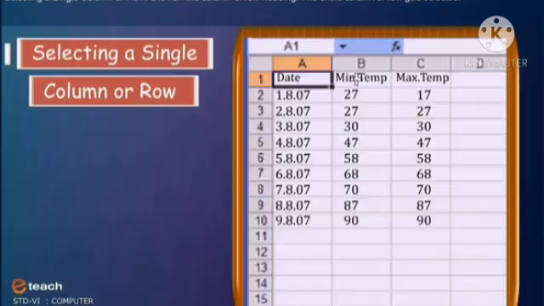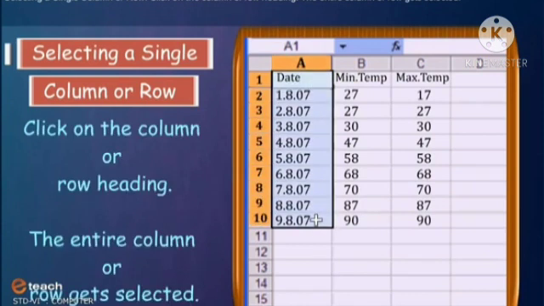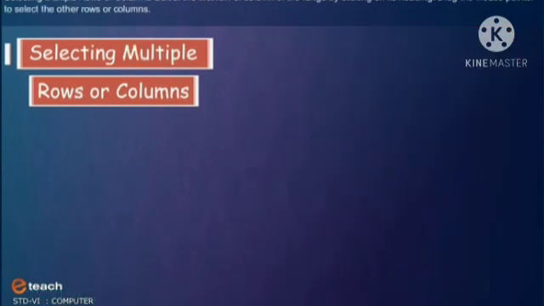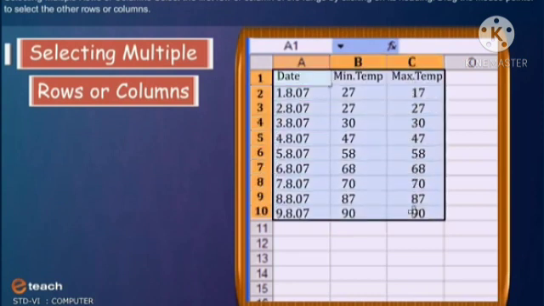Selecting a single column or row. Click on the column or row heading. The entire column or row gets selected. Selecting multiple rows or columns. Select the first row or column of the range by clicking on its heading. Drag the mouse pointer to select the other rows or columns.